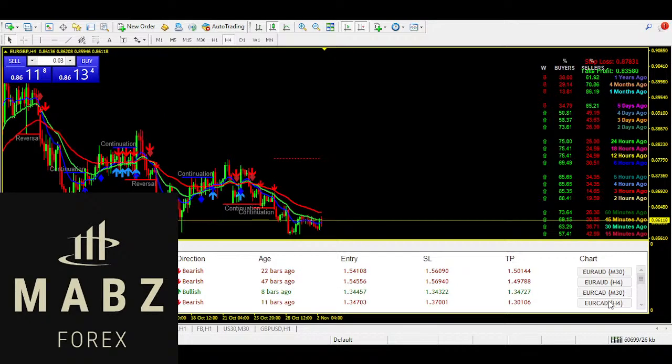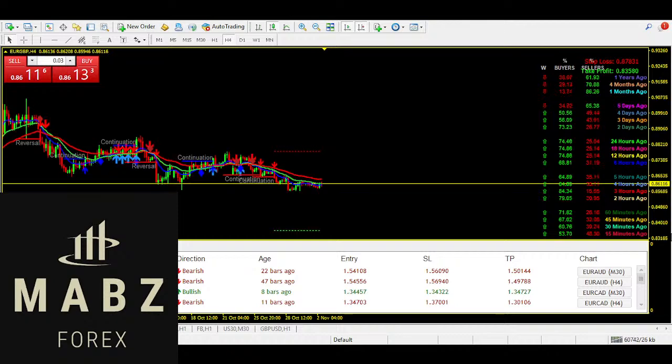Okay, Euro AUD. Euro GBP also giving us a sell signal, but the problem here is that it looks like the buyers are coming into the market. You can see the buyers and sellers percentage on the right hand side of the screen. The buyers are slowly coming into the market, which could indicate to us that we are planning to change directions.